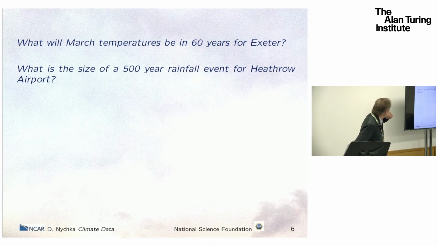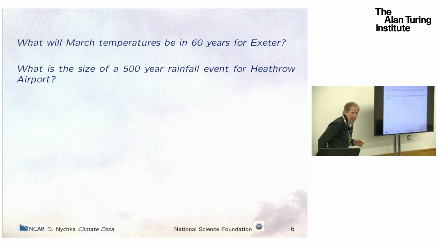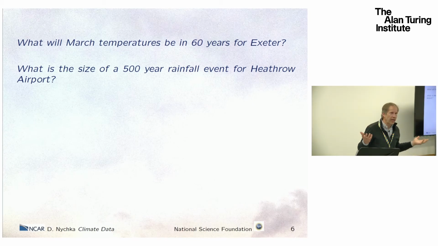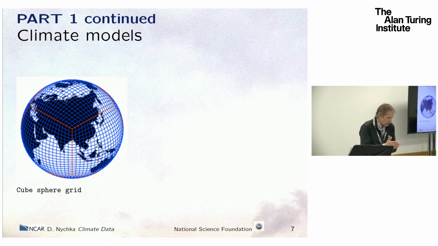So here are some examples of climate that would be very practical. If we're thinking about planning ahead for the built infrastructure in Exeter, we may want to know how it's going to change into the future. If we're thinking about hazards for Heathrow, we want to plan for that very rare but possibly catastrophic event of rainfall there. So those would be examples of practical ideas about climate. Okay. So climate is what you expect, weather is what you get.